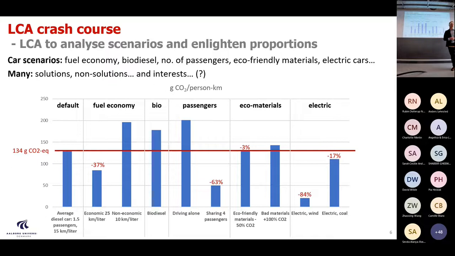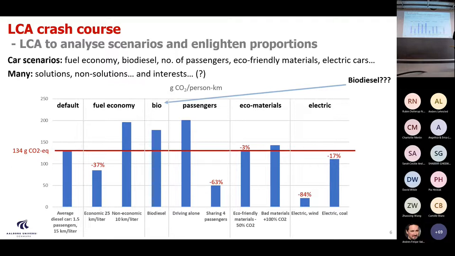So that is what LCA can do. It can help us with the proportions. So if you want to solve the problems with cars, I would not look too much into materials. I would tend to look somewhere over here, at electric cars. We could also be thinking of putting more people in every vehicle here. That's also something that could help, and having more economic cars over here. So that can help us guide where to find the right solutions.